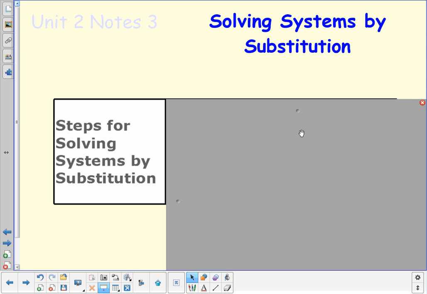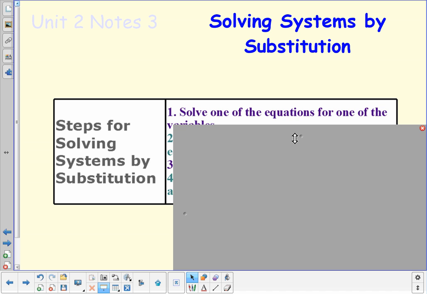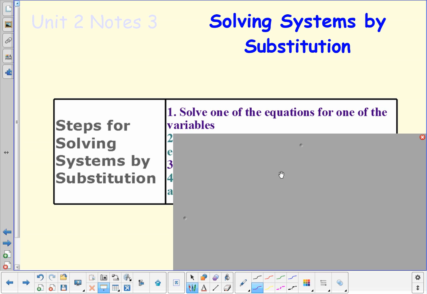So, solving systems using substitution, we've got a few steps that we are going to write down here, about 4 of them. The first one is we need to solve one of the equations for one of the variables. We need to isolate one variable. Get one variable alone. Okay. So one variable needs to be isolated. It doesn't matter which variable it is, and it doesn't matter which equation it's in. One of the equations has to have one of the variables alone. It could be x or it could be y.